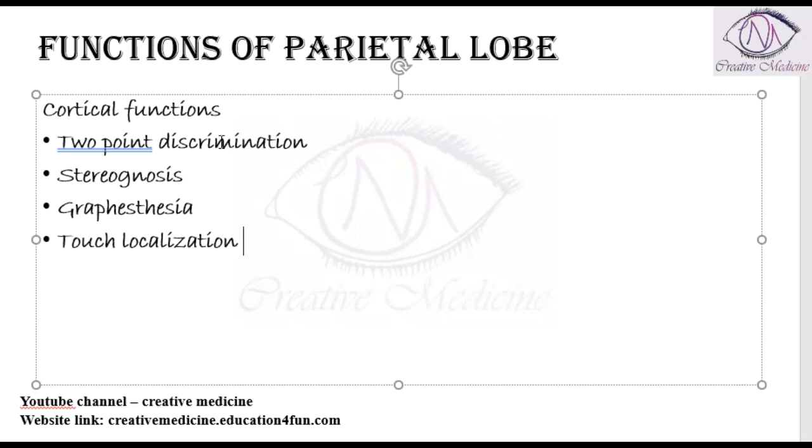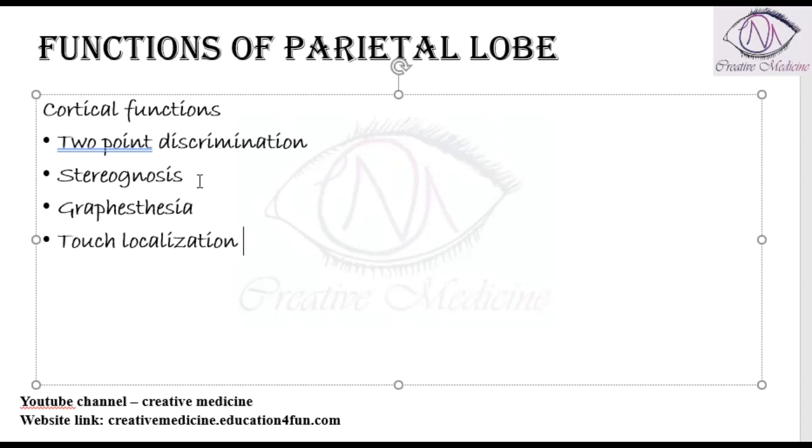Stereognosis is when the patient has to recognize an object placed in the hand while the patient's eyes are closed. That means you will first ask the patient to close his eyes. Once the patient has closed his eyes, you will put a pen in his hand. If the patient recognizes that it is a pen, then the patient's stereognosis is normal.